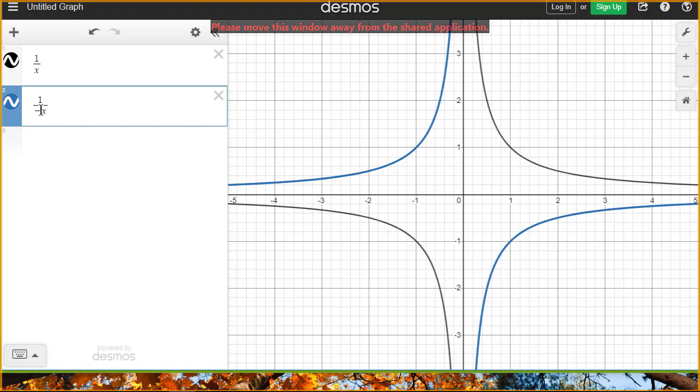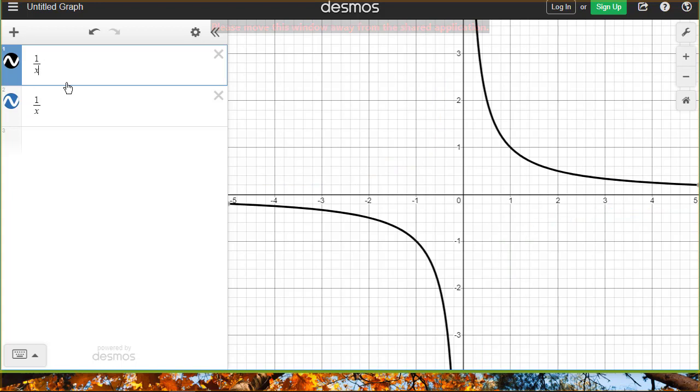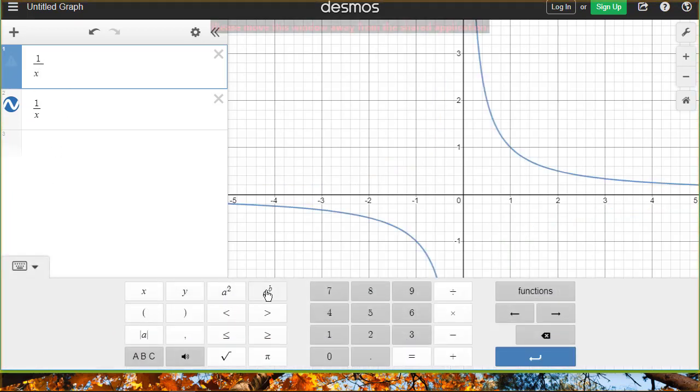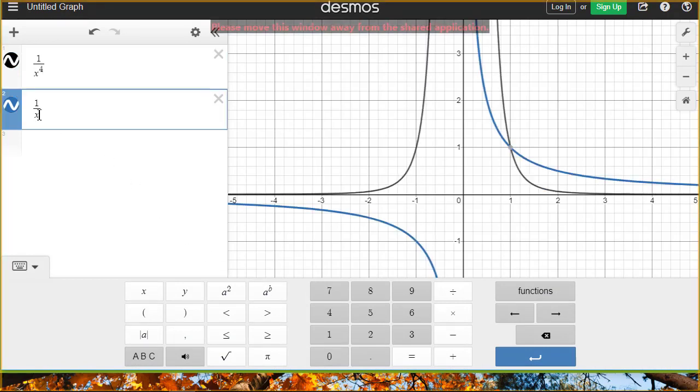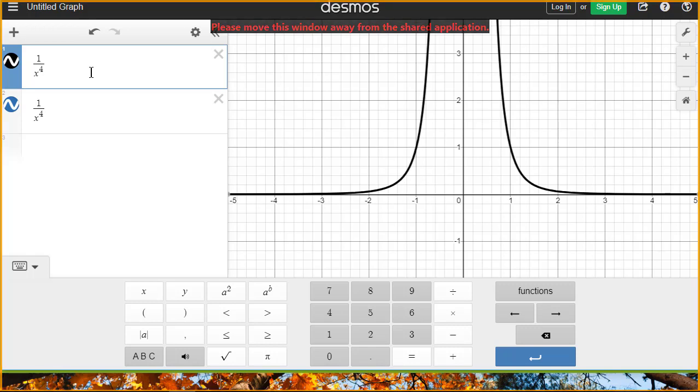All right. What if we had 1 over x to the 4th? So 1 over x to the 4th gives us this funny little shape. That's a logo somewhere. I know it is, and I can't think of what it is. Or close to it.